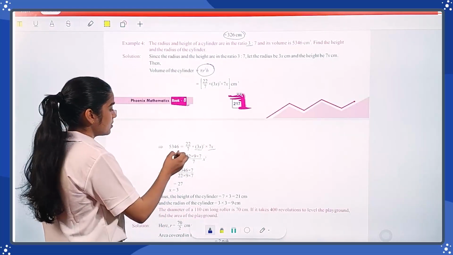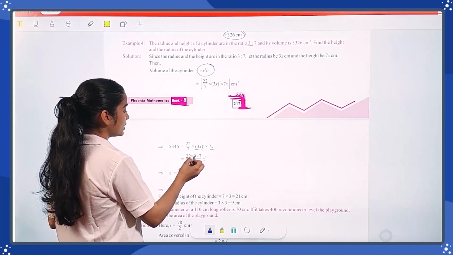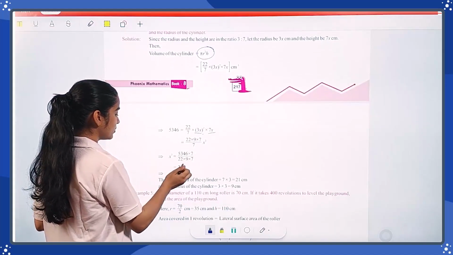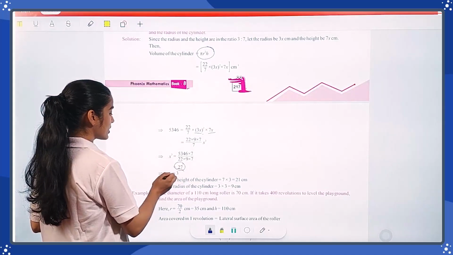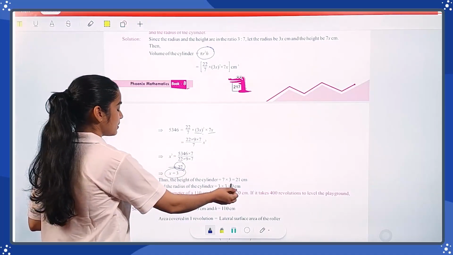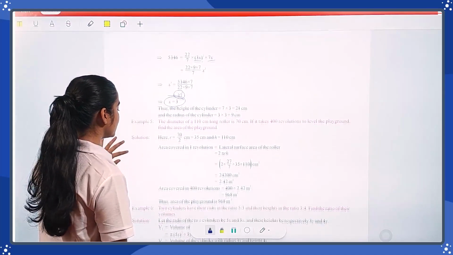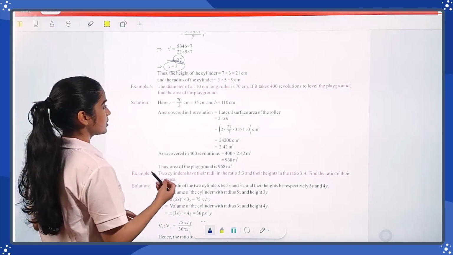22 multiplied by 9 multiplied by 7 divided by 7, and here is your answer, 27, and 27 is the cube of 3, so x is equal to 3. 7 multiplied by 3 is 21 centimeter, and 3 multiplied by 3 is 9 centimeter. So in the same way, you can solve the rest of the questions in your examples as well.